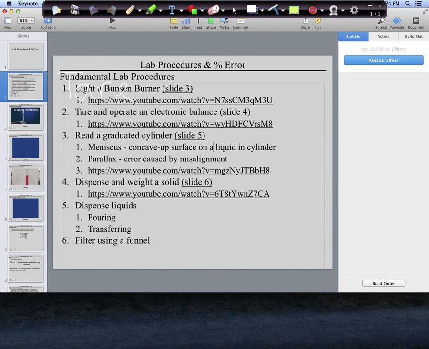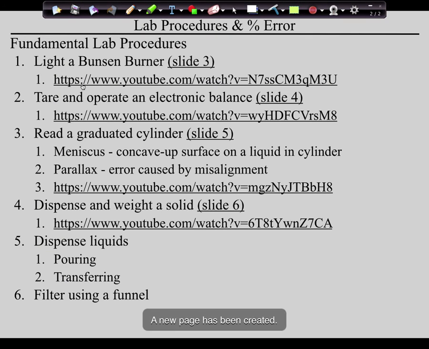On a liquid in a cylinder. So guys, the meniscus is the concave up. And if you don't know what concave up means, it means it's like cupped up or dished up. It's the concave up surface on a liquid in a cylinder. And then parallax is an error in measurement that is caused by misalignment.